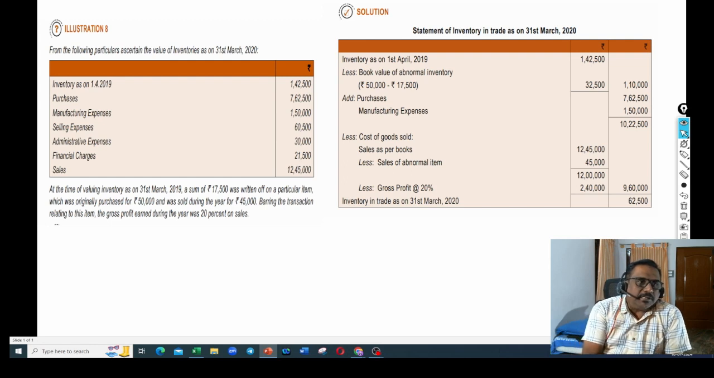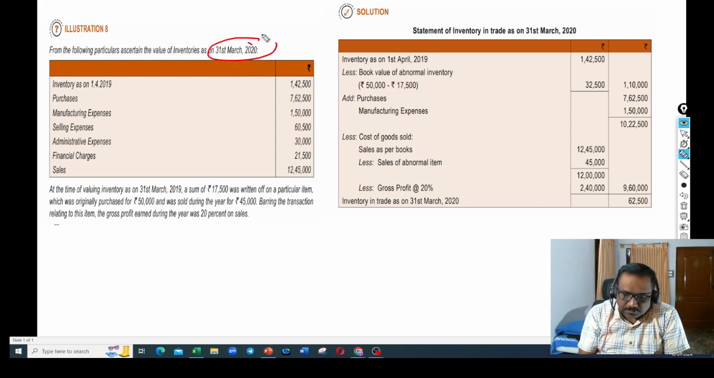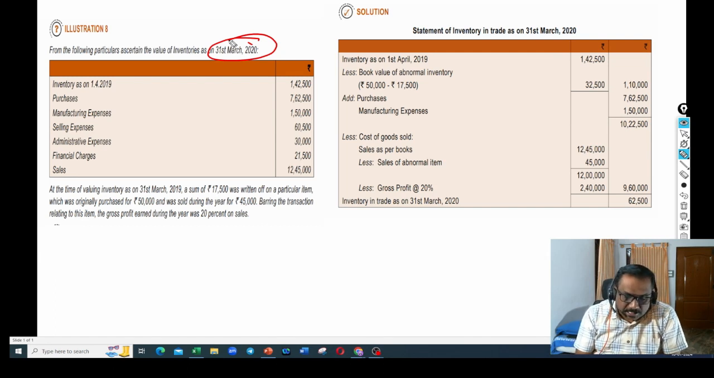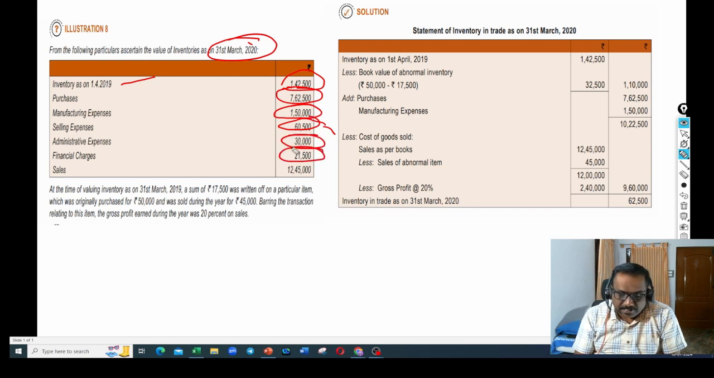From the following particulars, ascertain the value of inventories as on 31st March 2020. This date is very important. Inventory as on 1/4/2019, 1,42,500. Purchases 7,62,500. Manufacturing expenses 1,50,000. Selling expenses 60,500. Administrative expenses 30,000. Financial charges 21,500. And sales 12,45,000.